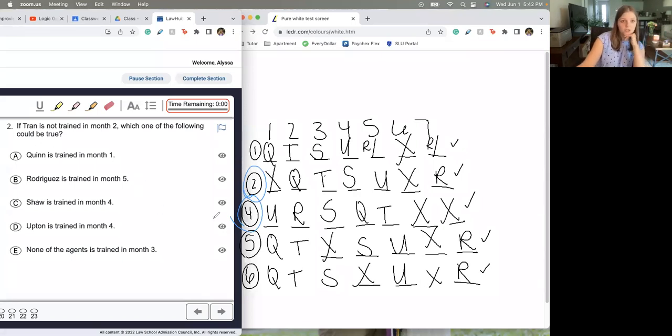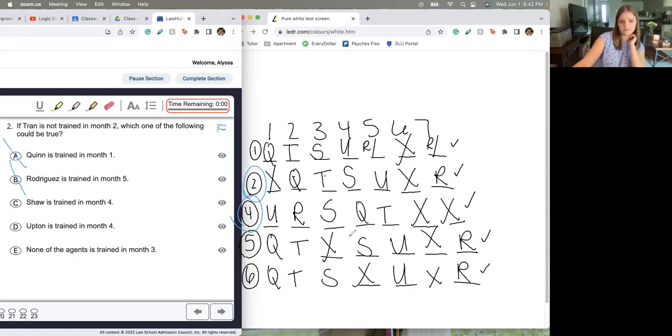It's asking us what could be true, which means it just has to happen one time in order for it to be the correct answer. So if we can find it in world number 2, it's going to be our correct answer, even if it doesn't happen in 4. So answer choice A, Q is trained in the first month. Well, in both of those worlds, we don't have Q in our first month, so we can eliminate that. R is trained in the 5th month. Again, I don't have R in that 5th month in either of the worlds, so we can eliminate that.